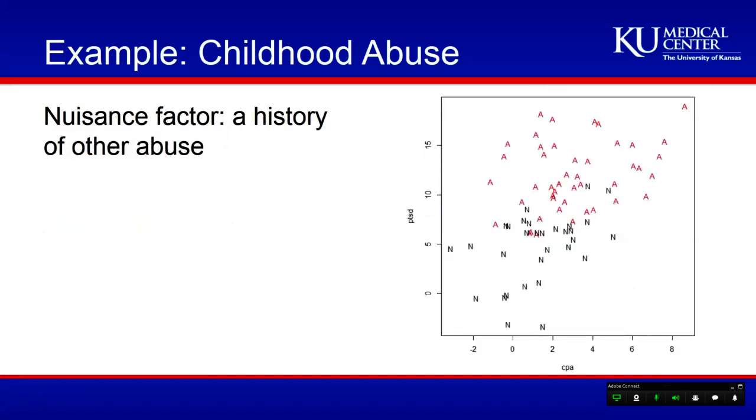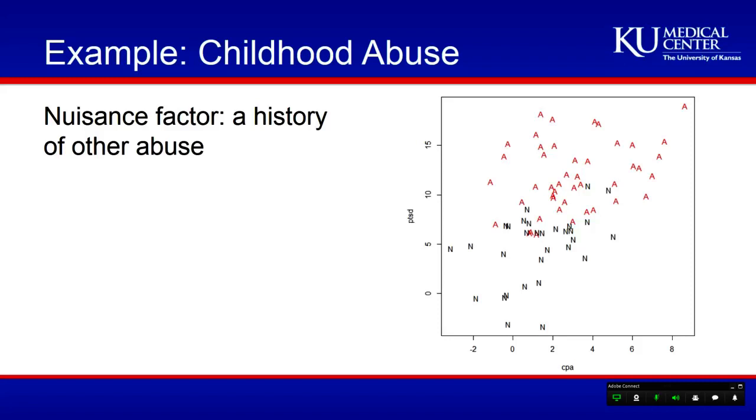The problem is there's a nuisance factor here that we probably want to also measure and account for, and that's a history of other abuse. So what other things could cause variation in PTSD levels in individuals? A lot of things, but an easy one to measure is other abuse. For instance, were they physically abused as opposed to just sexually abused? Because what you might get is someone who was not sexually abused, but who was physically abused, who shows really high PTSD levels. And so not knowing their physical abuse history could actually lead us to an incorrect conclusion about the relationship between sexual abuse and PTSD levels in adulthood.